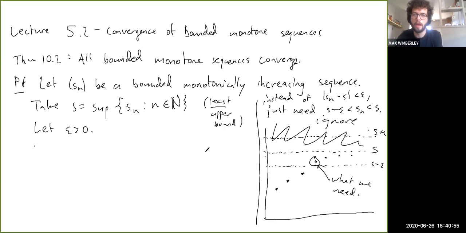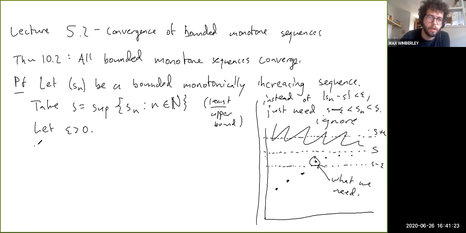Now this is where we use the fact that S is the supremum specifically. We have to use something about what we know about suprema, because otherwise we could have just taken S to be a random number. So there's no way to complete the proof without using our knowledge of what S is and what suprema are. So I'll lay it out now.